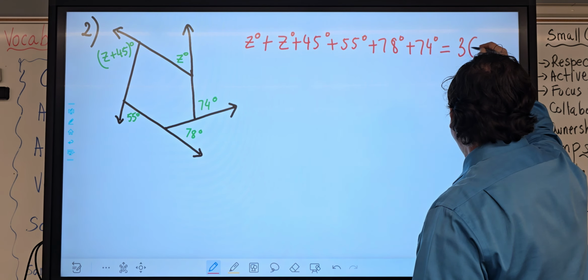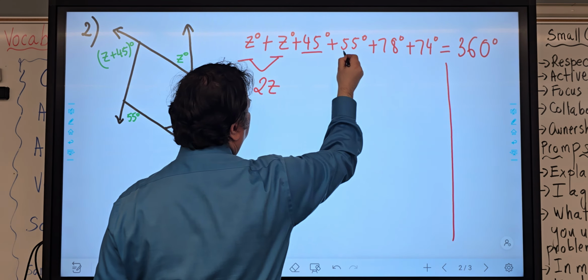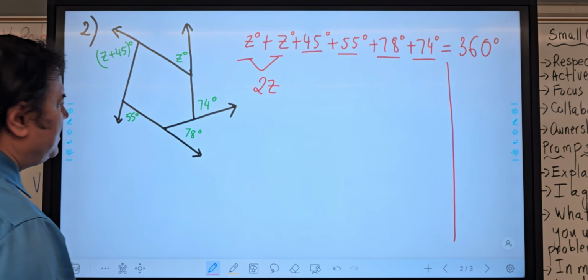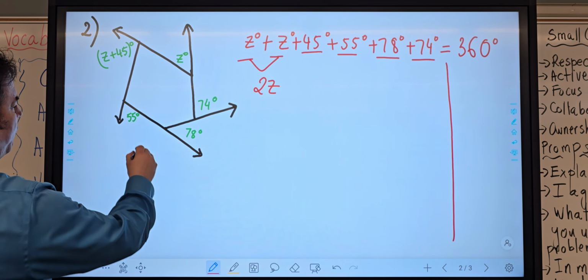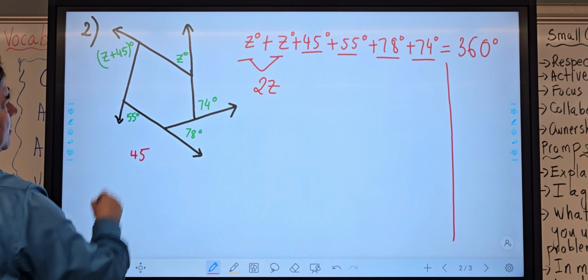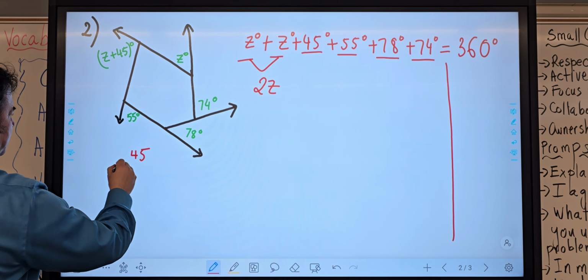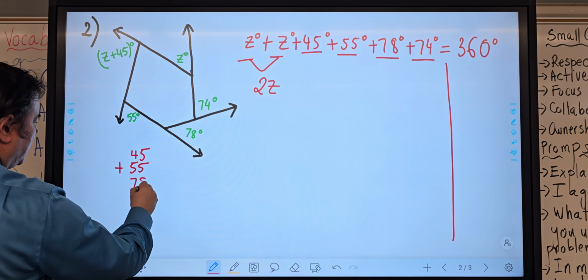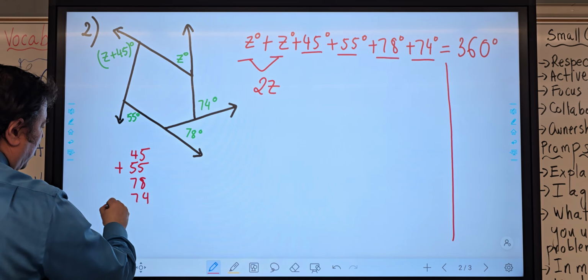But first of all, we have to combine the like terms. So let's combine the z's. Z plus z becomes 2z, right? And then we have 45 plus 55 plus 78 plus 74. Okay, let's do this by the side here. We have 45 plus 55 plus 78 and plus 74.